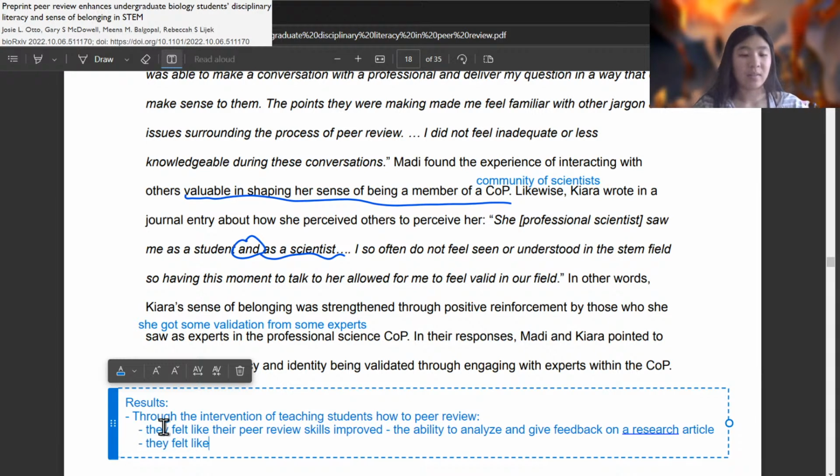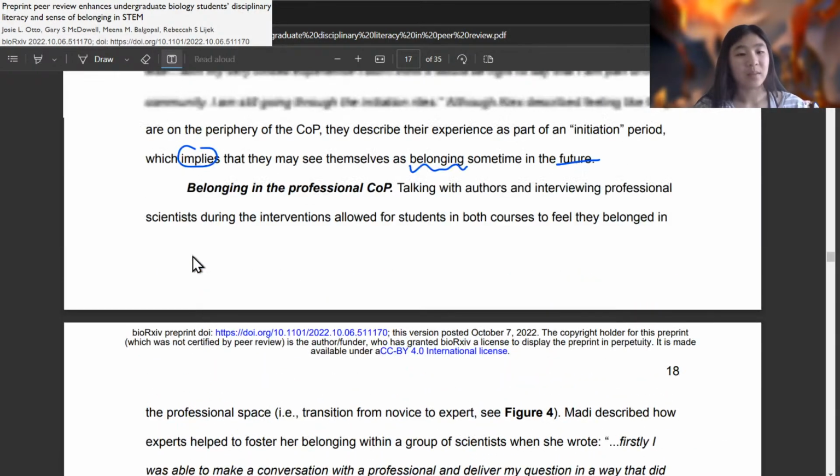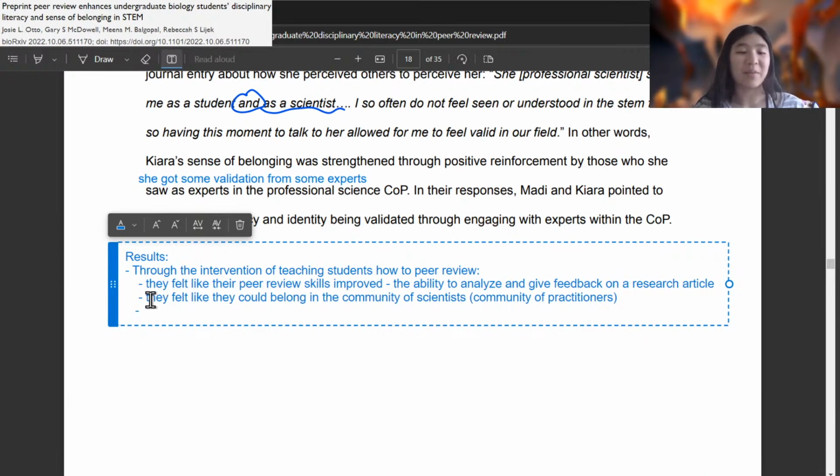They felt like they could belong in the community of scientists. And in this case, they were calling it community of practitioners. And then the last one was belonging. Oh, I've skipped one. That was they felt like they belonged at school. And they felt safe discussing ideas.